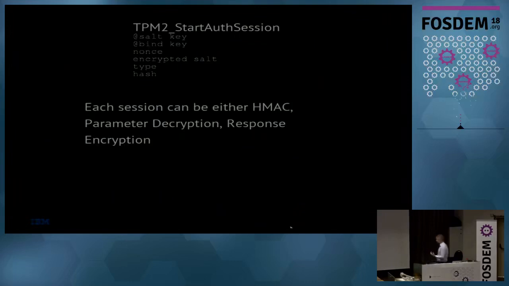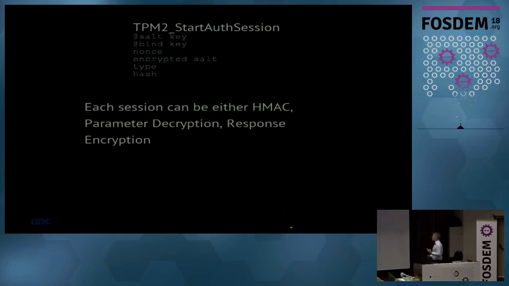Then you have this thing called parameter decryption. The reason it's called parameter decryption is because all of the TPM specifications are written from the point of view of the TPM. So as far as the TPM itself is concerned, it has to decrypt the parameters. You have to encrypt them, but the TPM has to decrypt them. So this is called parameter decryption, and it's also responsible for response encryption, which means the TPM encrypts the response it sends back to you, and you can then decrypt it.